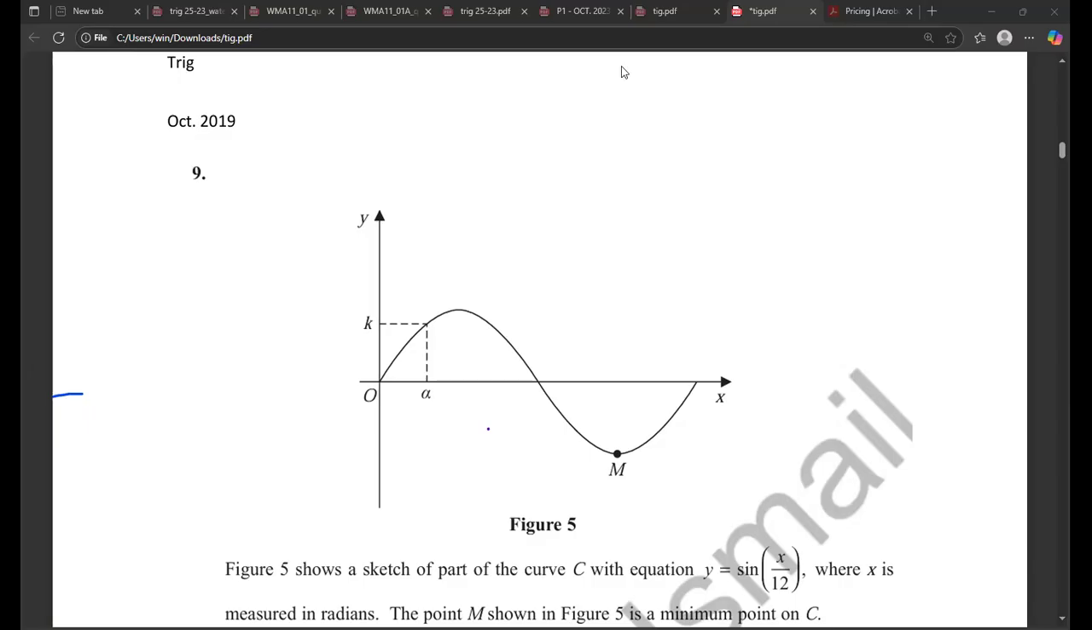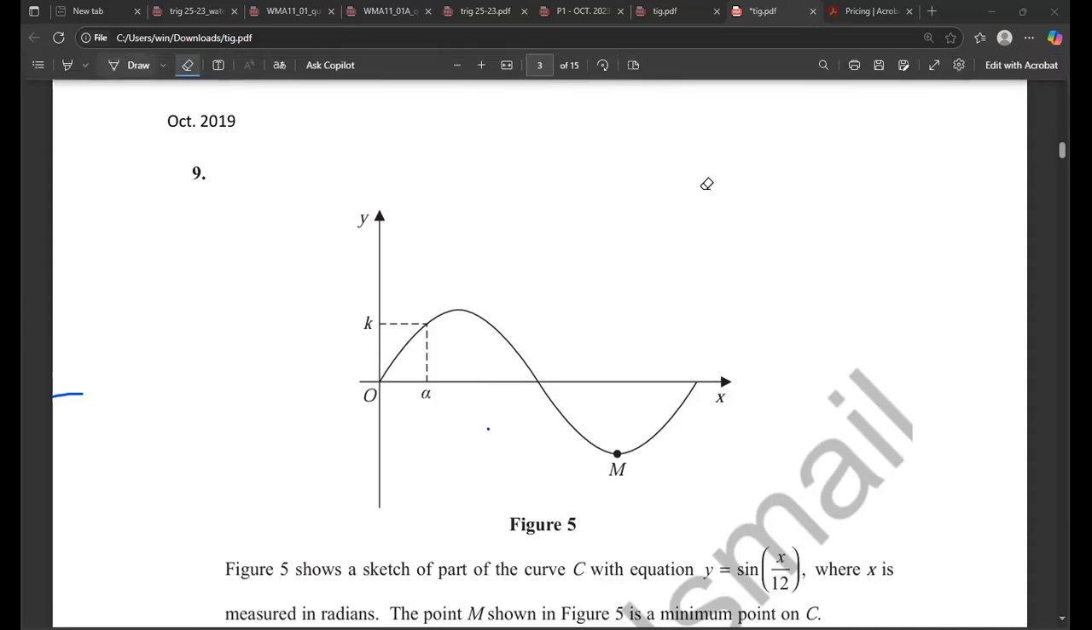Here is question number 9, October 2019, Pure 1, Trig. Here he gave you this figure. It's completely clear this is a sine graph. And he asked you this: here is a sketch of the curve, and it has an equation y equals sine x over 12. Normally, how does the sine graph look like here?